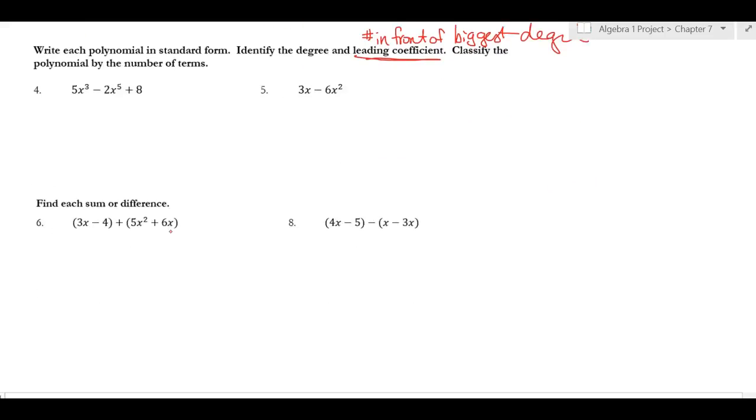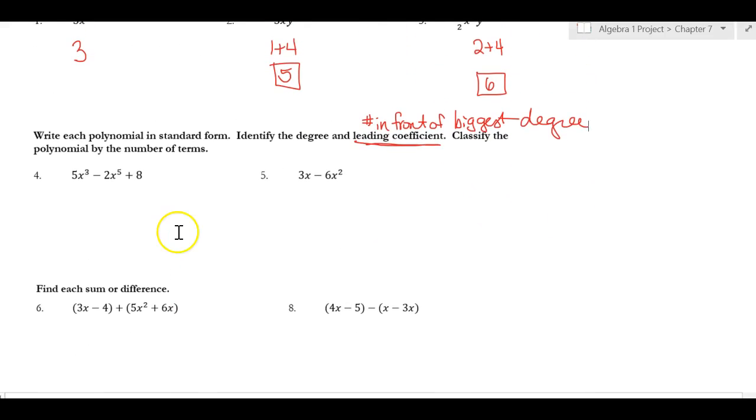Okay. So let's look at number 4. And we're going to have to classify it. So this one is degree 3. This is degree 5. This is degree 0 because there is no x value. And so this one is my biggest degree. So it is degree 5. Leading coefficient, leading is the number in front, and that is a negative 2 because a minus 2 is the same as a negative 2.